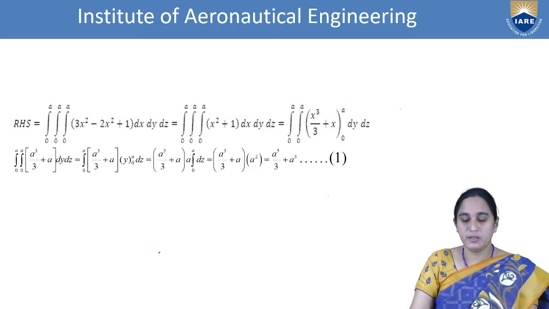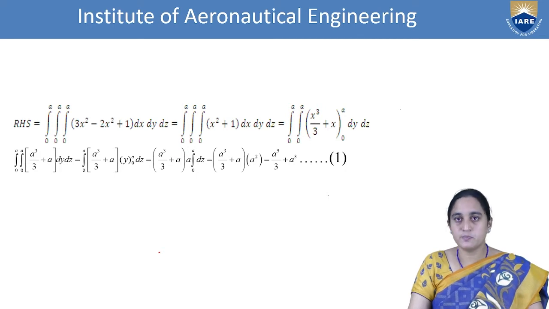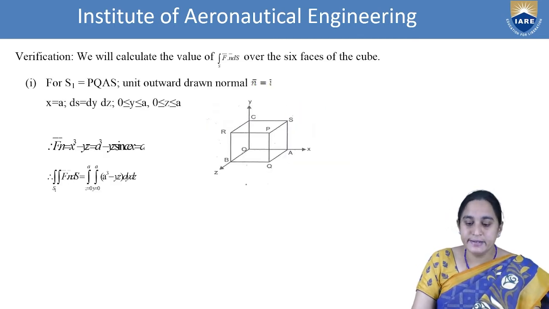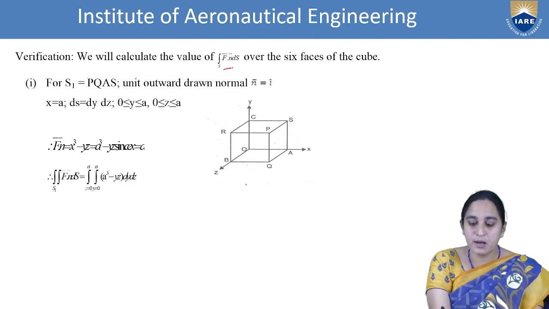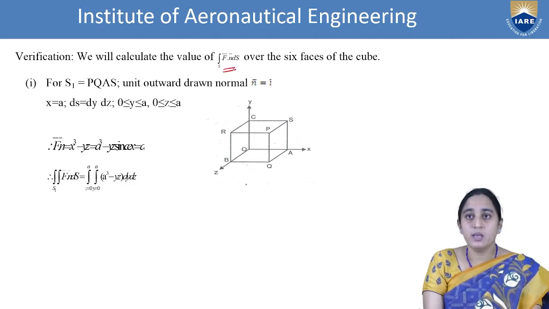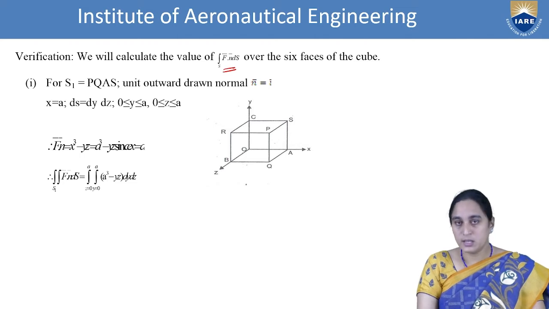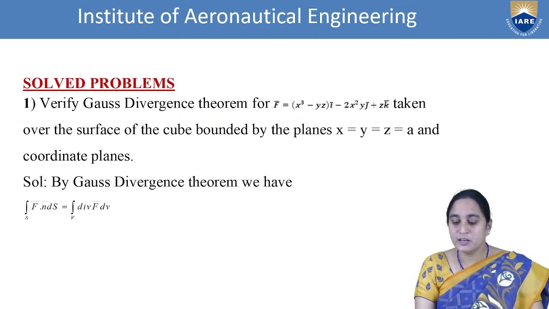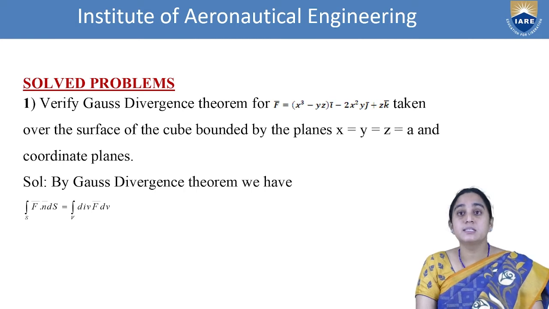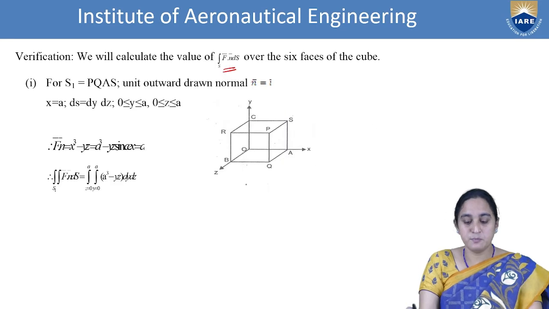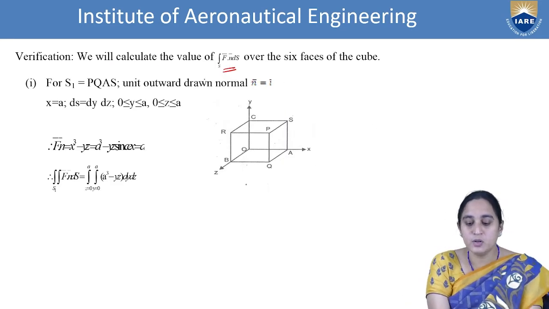Now I'll continue the verification with the LHS part. Here from the Gauss Divergence Theorem, what is the LHS part? The LHS part is the integral over S of F bar dot N bar dS. Here once again, what is the question? F bar is taken over the surface of the cube bounded by the planes. That means we will calculate the value of the surface integral over the cube.